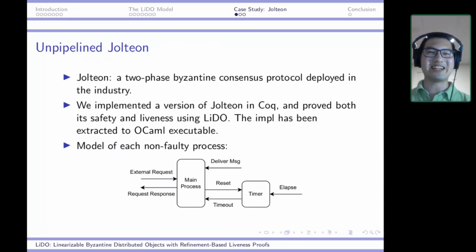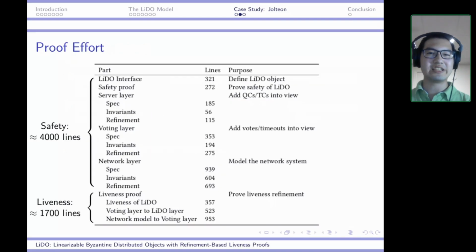So we applied our methodology to a Byzantine consensus protocol called Jolteon. It's a two-phase protocol that's also been deployed in the industry. And the figure below shows how our implementation model works. It's a main process with a timer attached, and the main process has handlers for external request messages and timer signals. These handlers can then be extracted to OCaml code, which makes it an executable implementation.